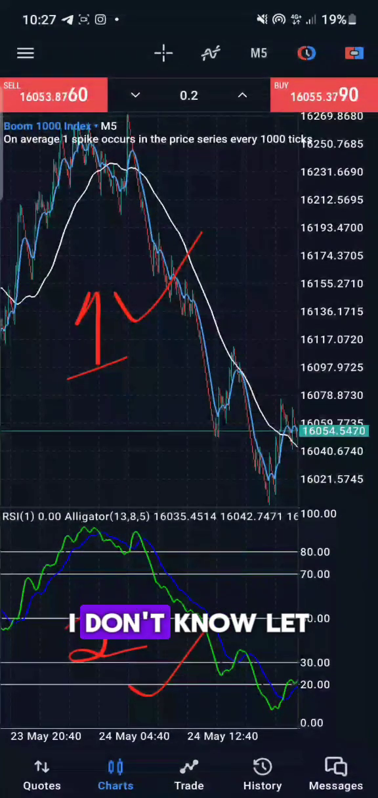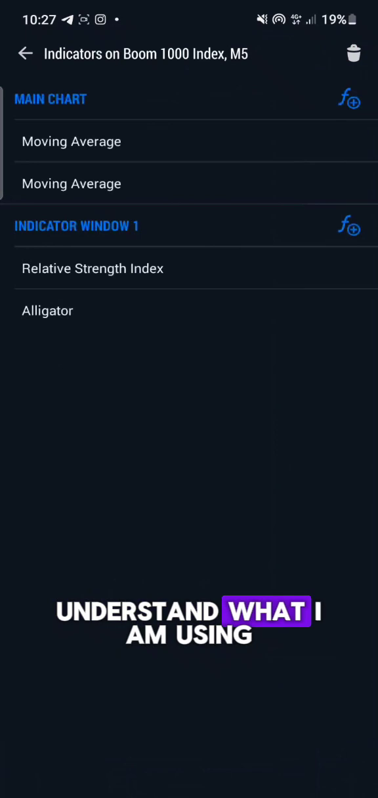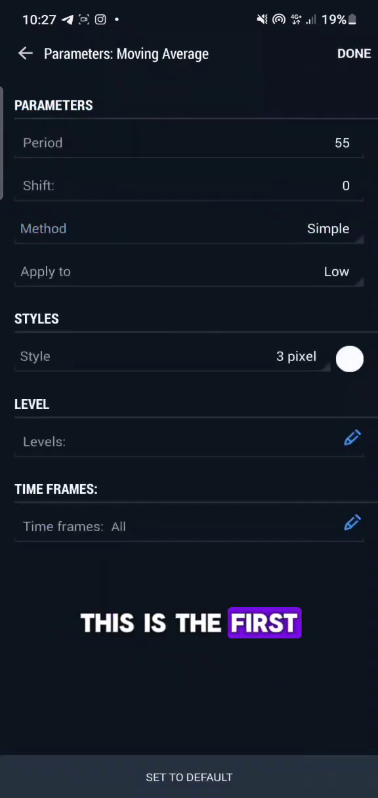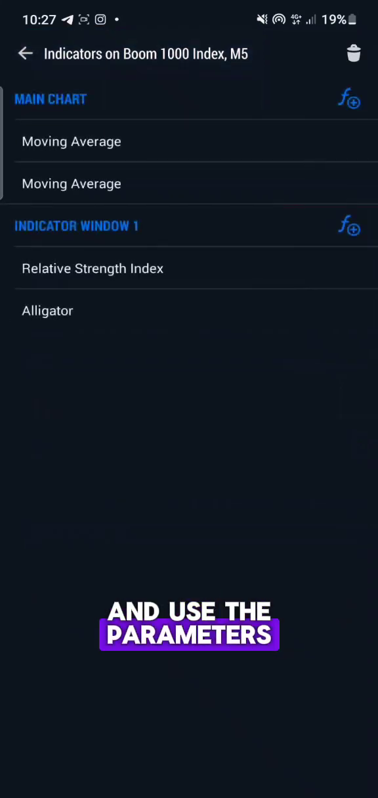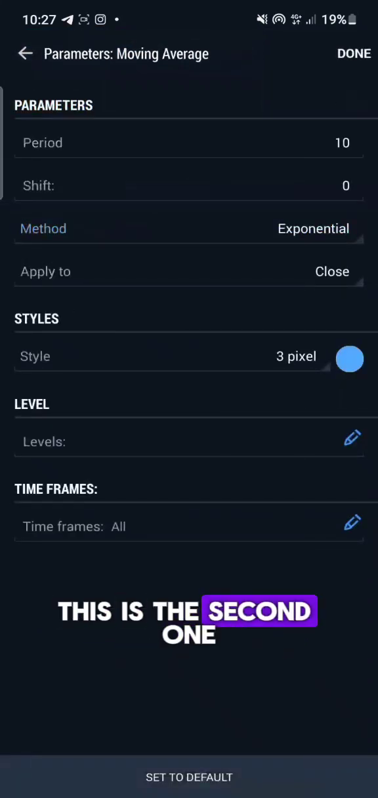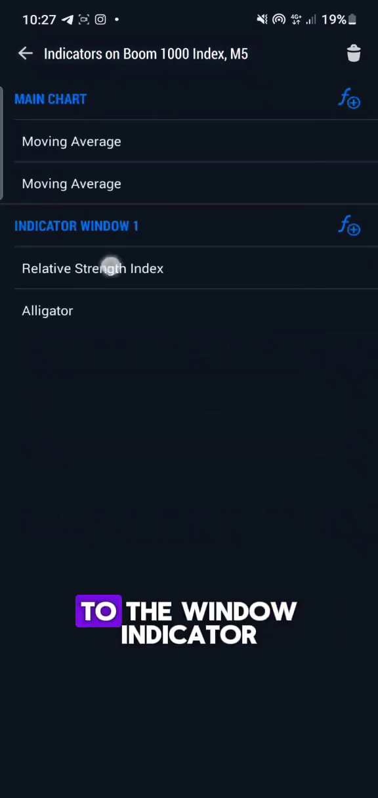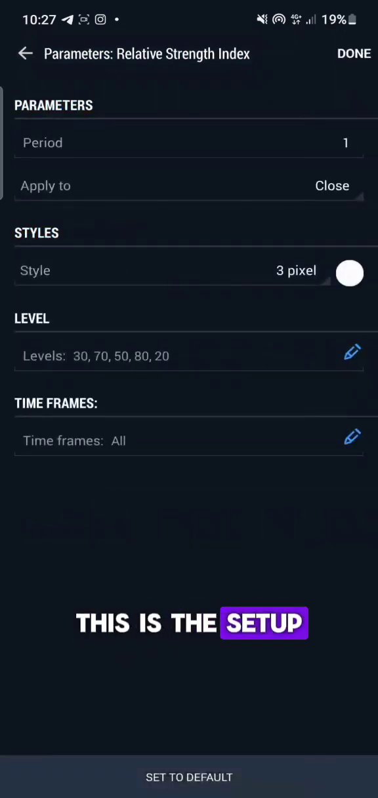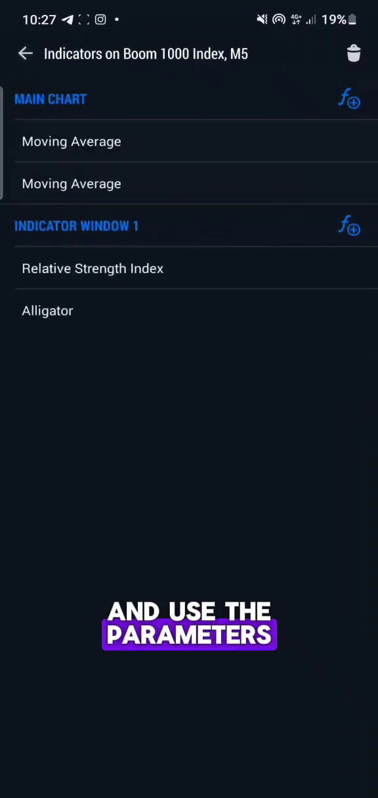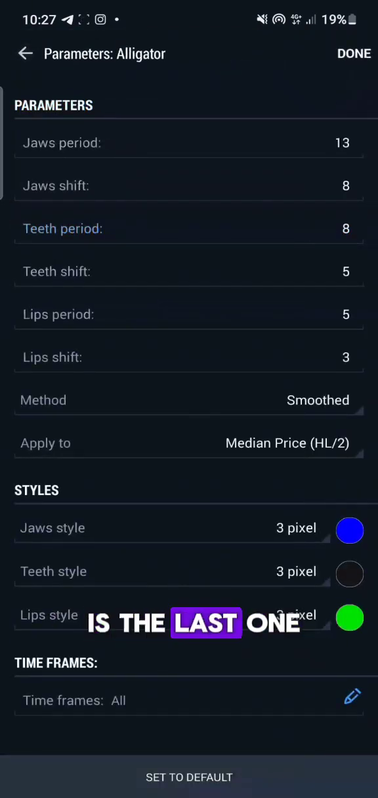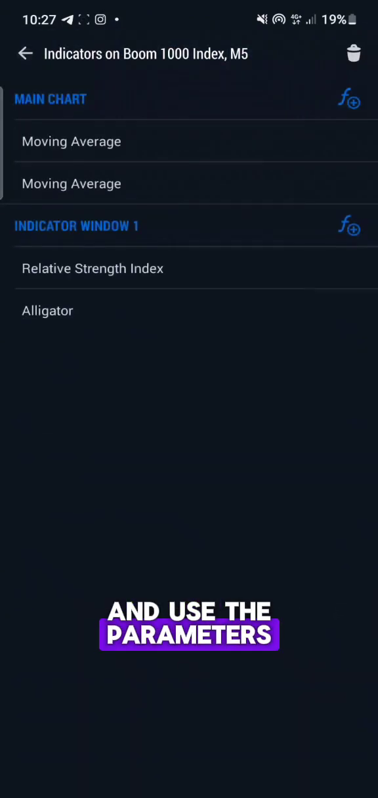Okay guys, let me show you the setup first so that you will understand what I am using. This is the first setup on the main chart. You can screenshot it and use the parameters on your chart. This is the second one. Screenshot it and use the parameters on your chart. Now let's move on to the window indicator. This is the setup for the window indicator. You can screenshot it and use the parameters on your chart, and of course this is the last one within the window indicator. You can screenshot it and use the parameters on your chart.